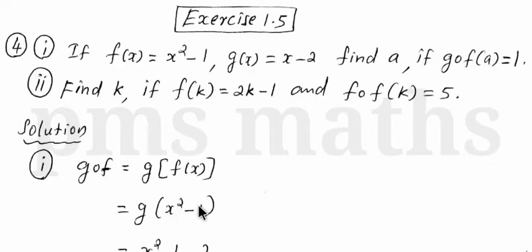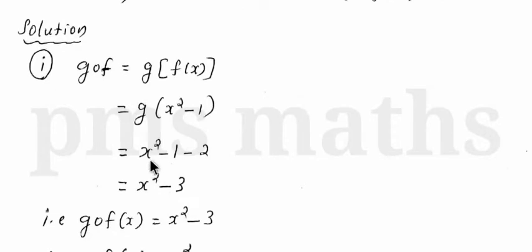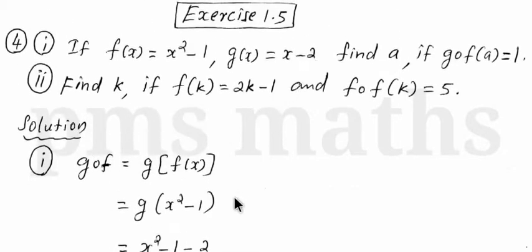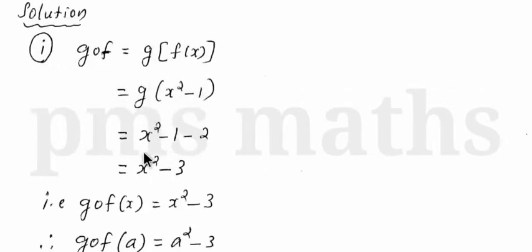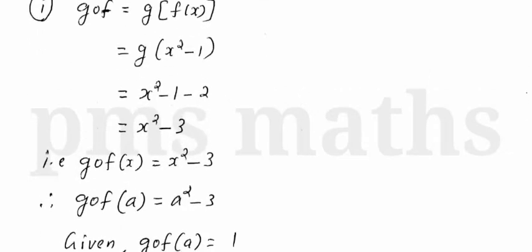G of x square minus 1 means just substitute x square minus 1 instead of x in g of x. Here g of x is x minus 2. Here we can substitute x square minus 1 instead of x. Therefore, we get x square minus 1 minus 2. Then simplify. X square is x square. Minus 1 minus 2 is minus 3. Then write g of f of x is equal to x square minus 3.